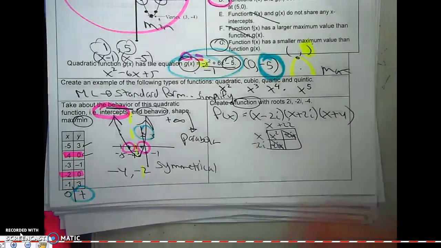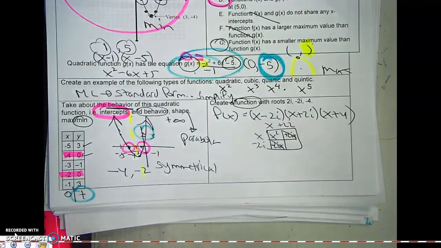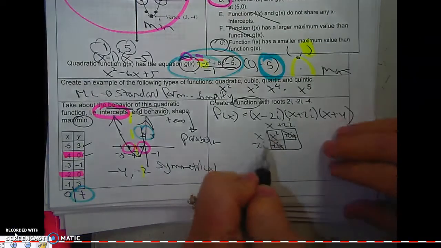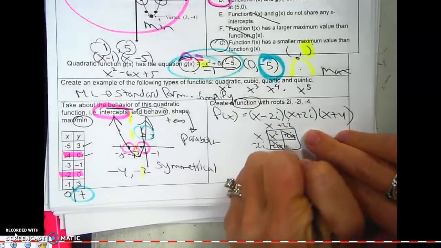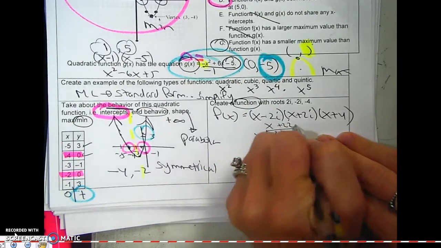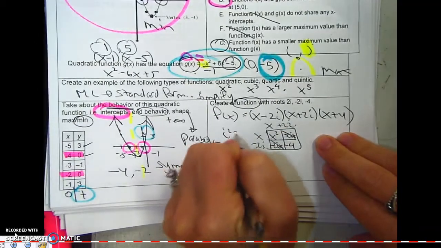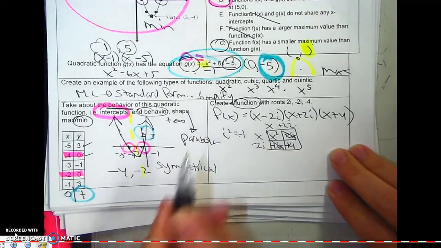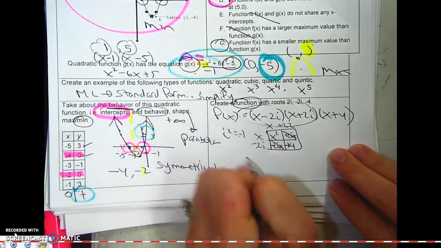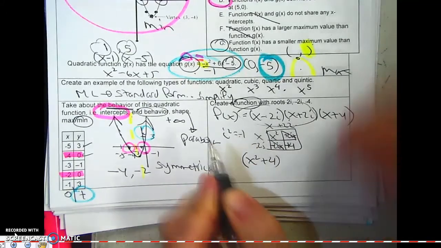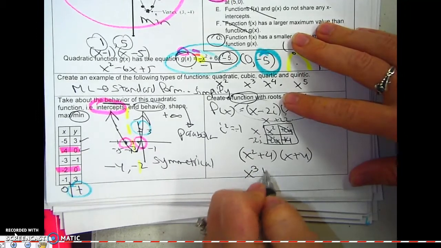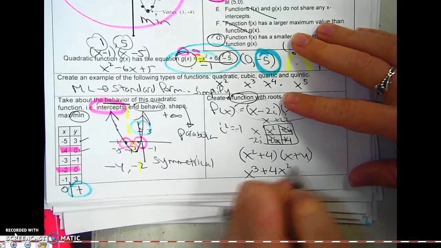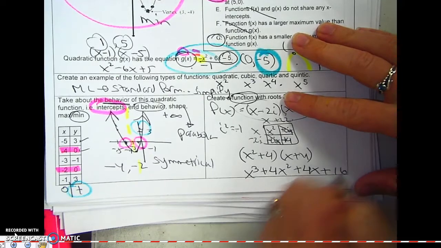Negative 2, oops, let me pause it. So when I look here, negative 2 times 2 is negative 4, but i times i is i squared. If you remember, i squared is negative 1, so a negative and a negative actually make that positive. Therefore, when I multiply these two, I get x squared plus 4. Then I multiply that by x plus 4, do another box: x cubed plus 4x squared plus 4x plus 16.